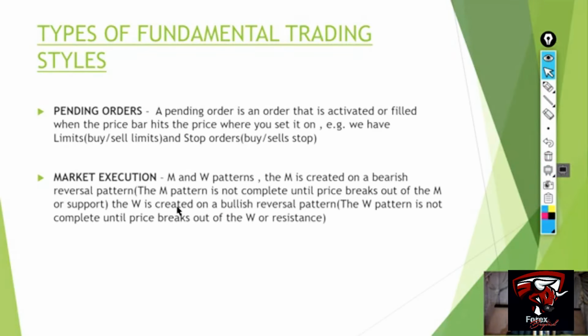Now the W is created on a bullish reversal pattern, meaning the W pattern is not complete until it breaks out of the W, or the resistance. Similarly to the M, we have 3 types of Ws. We have the increasing W, we have the normal W, and lastly we have the decreasing W.